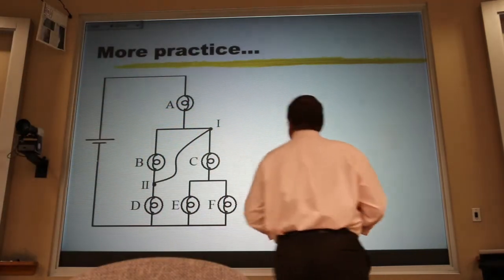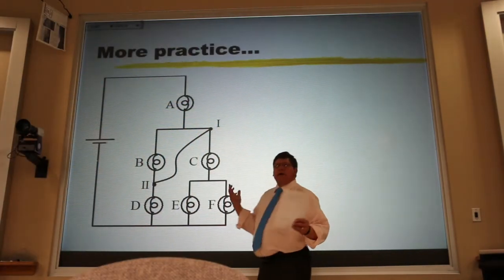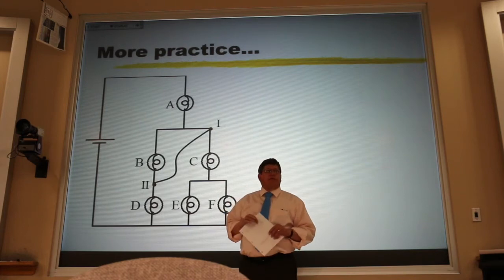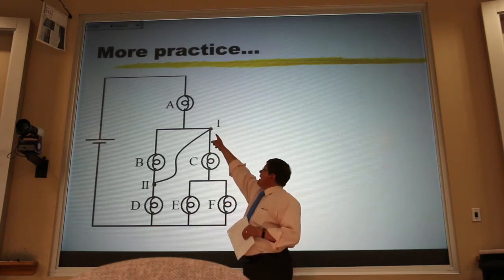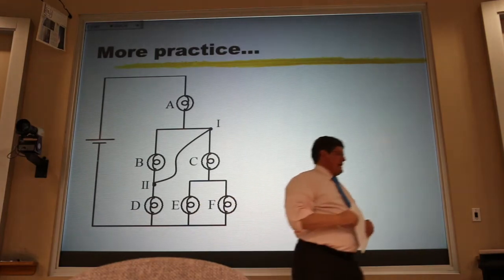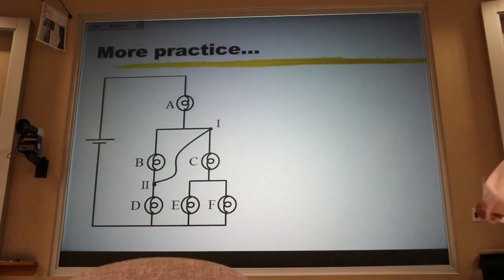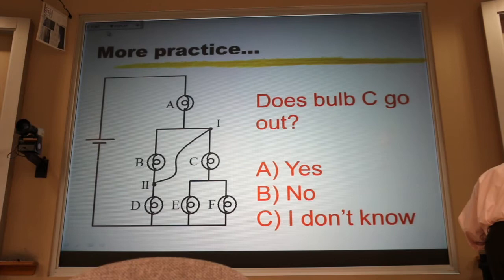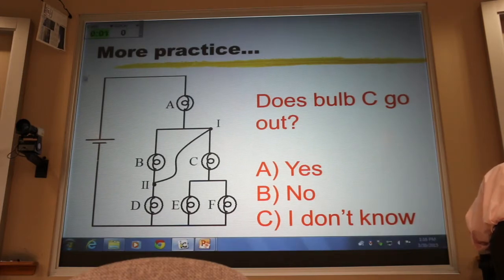We take a connecting wire, and all of our connecting wires we assume have zero resistance, and we place it from point one to point two, connected. And my first question with your clicker is, does C go out: yes, no, or I don't know?